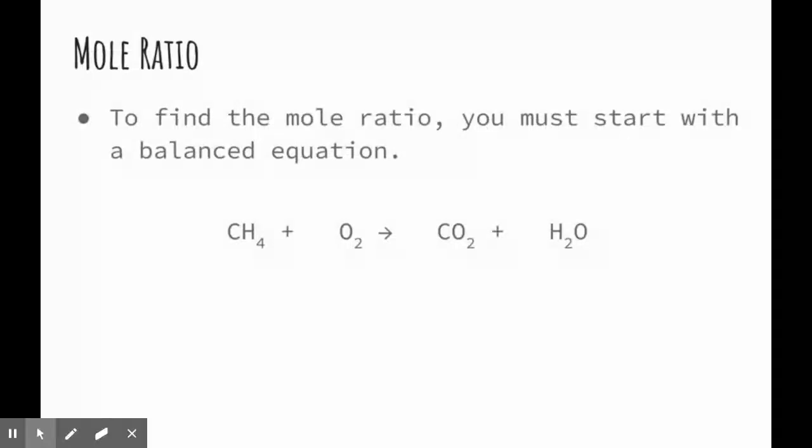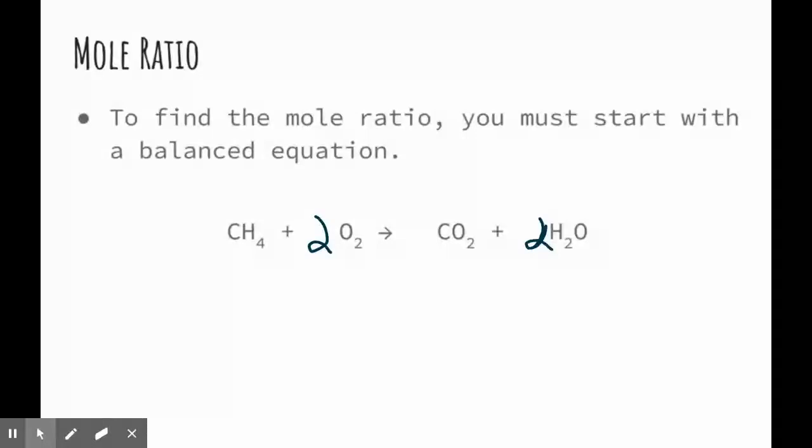Here we have a combustion reaction that is unbalanced. If we look, we have one carbon on the left and one on the right, so that's okay. We have 4 hydrogens on the left and only 2 on the right, so we need to add a 2 in front of the H2O. So that gives us 4 hydrogens on the right now. That also makes it so that there are 4 oxygens on the right, so we need to add a 2 in front of the O2 to balance out the oxygens. So now we have a balanced chemical equation.